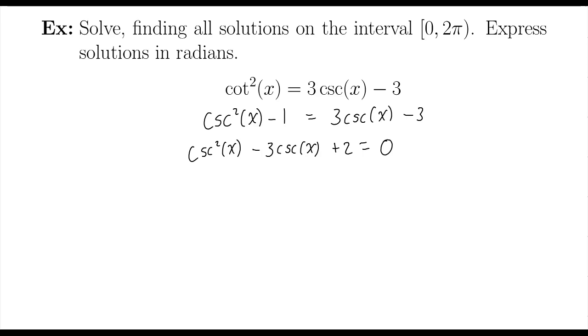If it helps, you could think about this instead as x squared. So x squared minus 3x plus 2 equals 0, right? You can think about it like that. You're trying to factor this expression, which factors to be x minus 1, x minus 2.